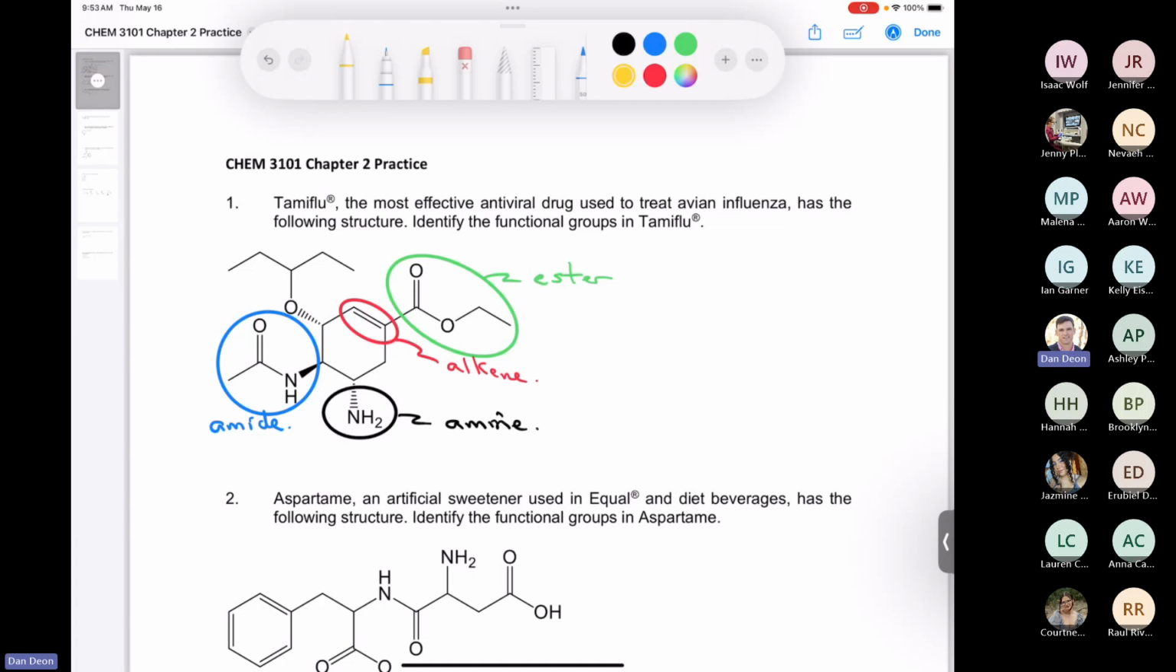And then the last one is this one here. We have carbon, oxygen, carbon. And so that is an ether. I'll put this one way over here, an ether. All right, so we have a total of 5 functional groups in that one.